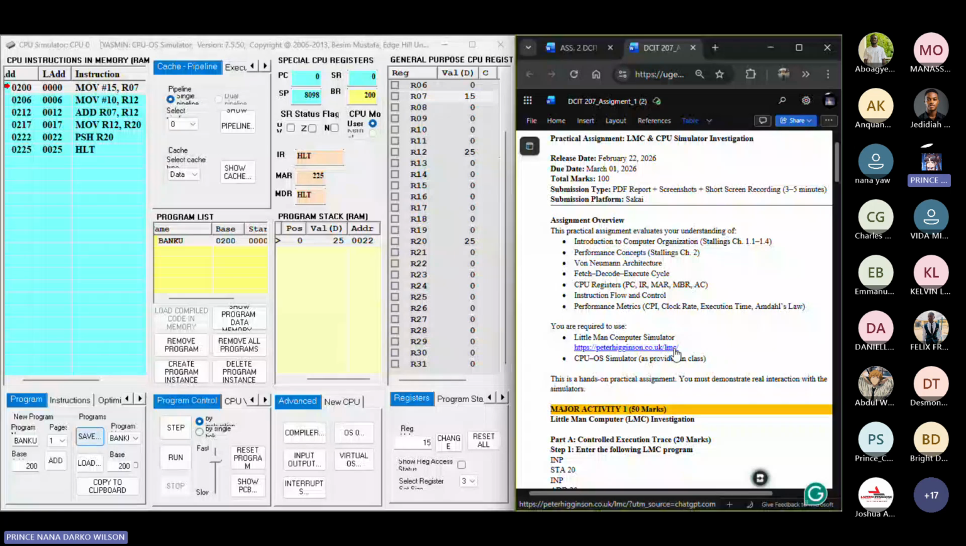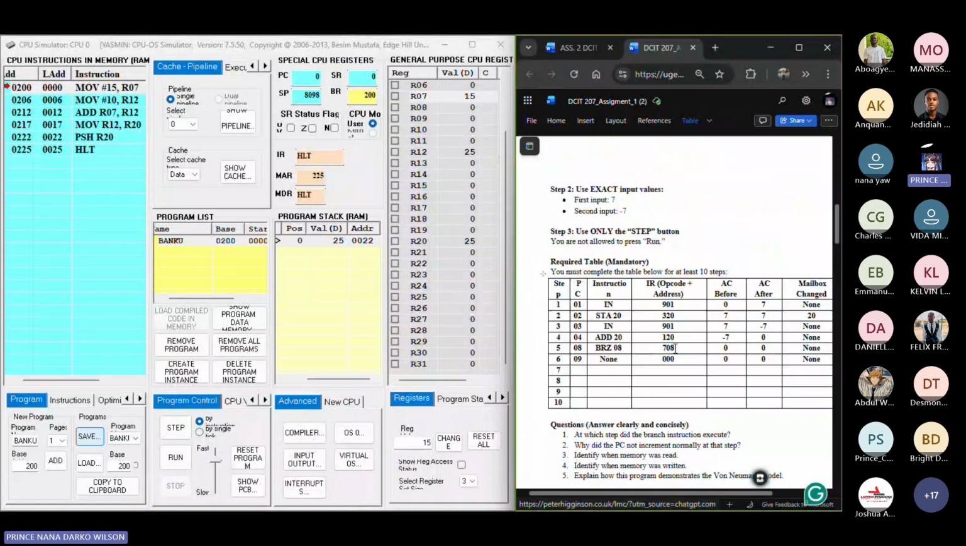You can decide to focus on the LMC, or you can decide to focus on the central processing unit operating system simulator. I think either one works. It says conceptual explanation. They didn't really specify where. So I think either one works. Just show that you know what you're doing, okay?